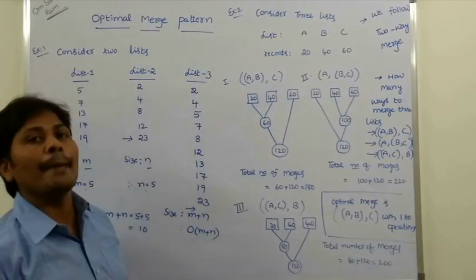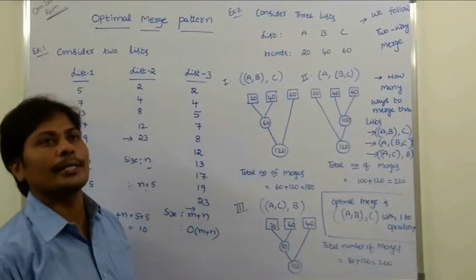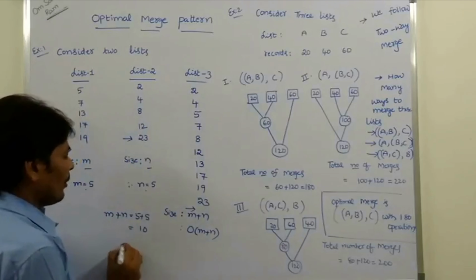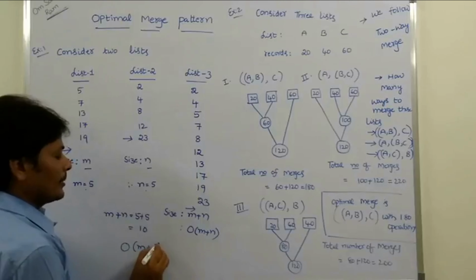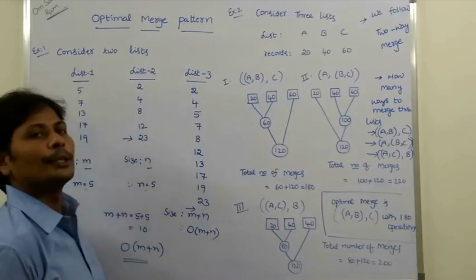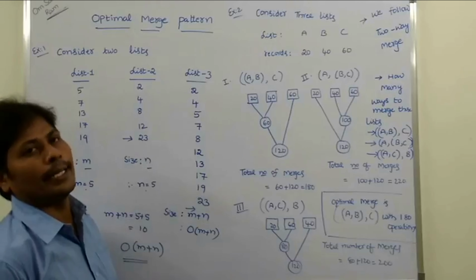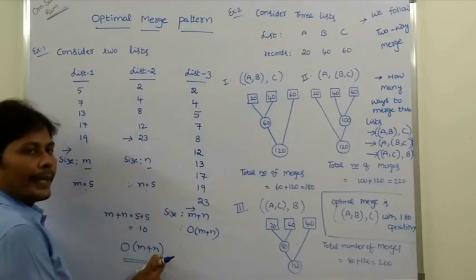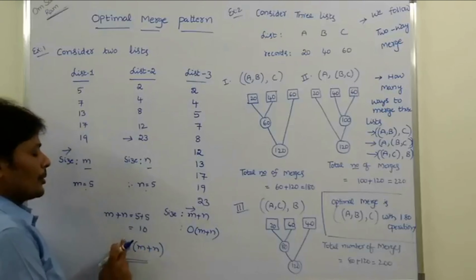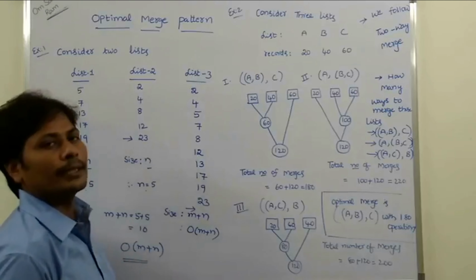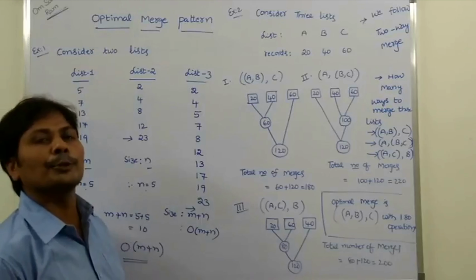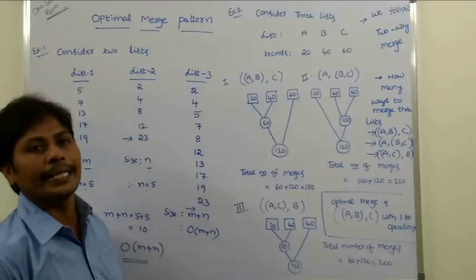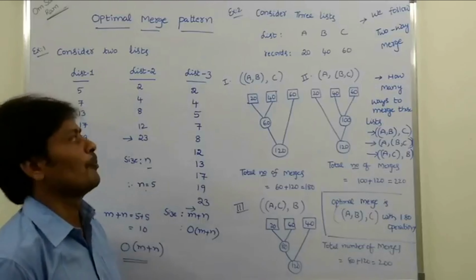Next, the time required to merge list 1 and list 2 is big O of m plus n. List 1 size is m and list 2 size is n, so that is m plus n. So big O of m plus n is the time required to merge list 1 and list 2 into a single sorted list, that is list 3.